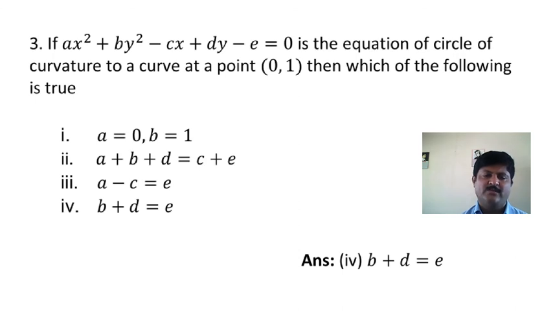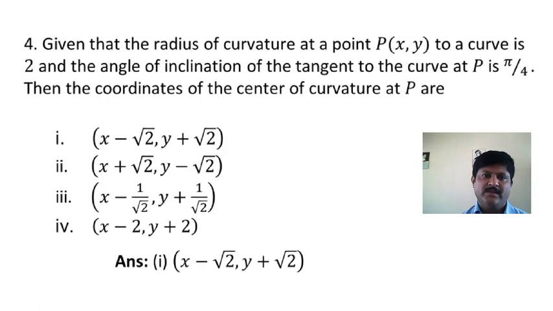If ax^2 + by^2 - cx + dy - e = 0 is the equation of the circle of curvature to a curve at the point (0, 1), then which of the following is true? The correct answer is the fourth one, b + d = e. Given that the radius of curvature at a point P(x, y) to a curve is 2 and the angle of inclination of the tangent to the curve at P is pi/4, then the coordinates of the center of curvature at P are? The correct answer is (x - root 2, y + root 2).